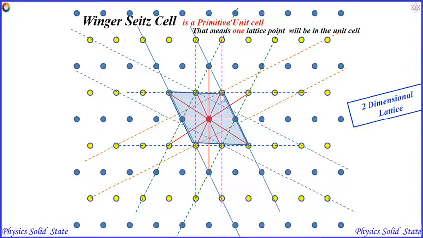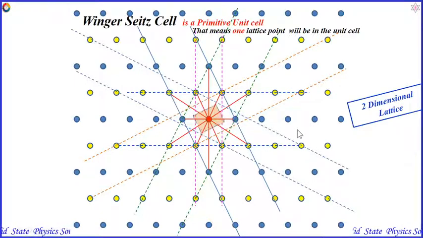But if we consider this area, we can find one lattice point here and other lattice points at the corner and side. So more than one lattice point is present in this area, so it cannot be considered as a Wigner-Seitz cell. Next we consider this area, also the same scenario: three lattice points are observed inside this, so it should not be considered.